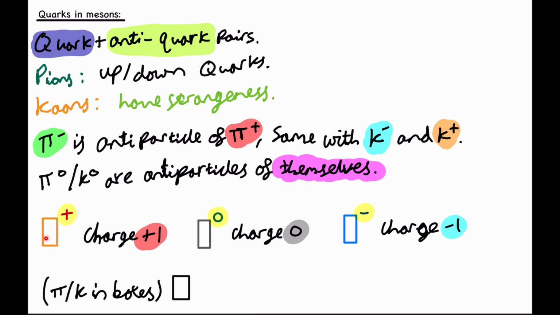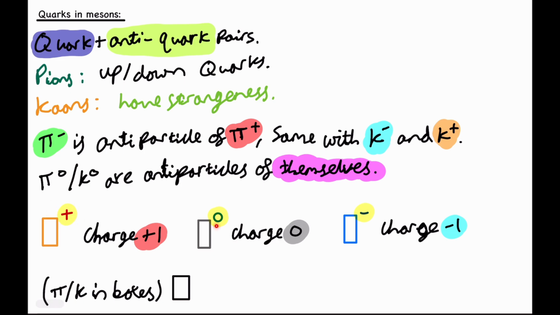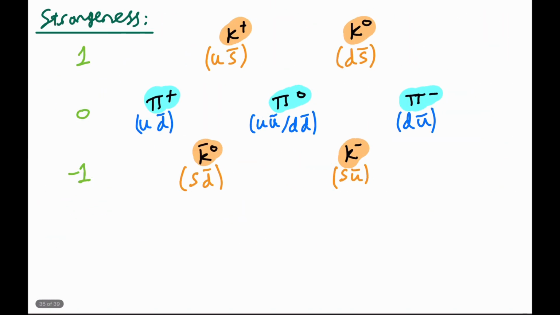And imagine in this box you put a pi or a K. If they have a plus at the top, a 0 at the top, or a minus at the top, they either have a charge of +1, 0, or -1. And yeah, you can either put pi or K in these boxes. So this power tells you the charge, basically. So if we look at the strangeness of each meson, we can see that if we have particles with strangeness of 1, 0, and -1, we can categorize these types of mesons.